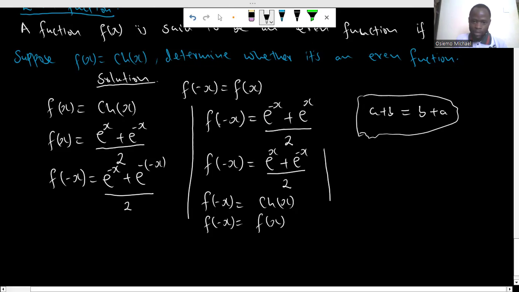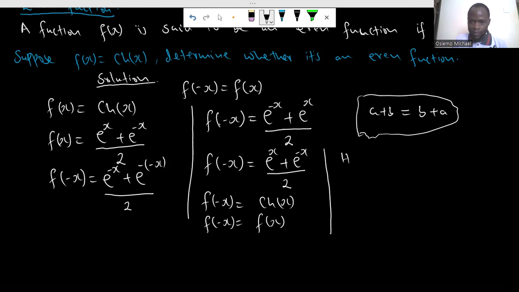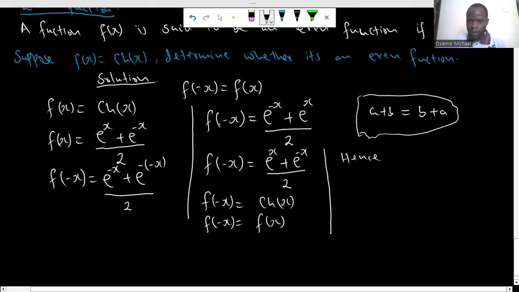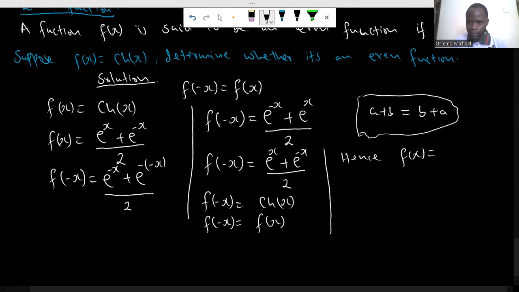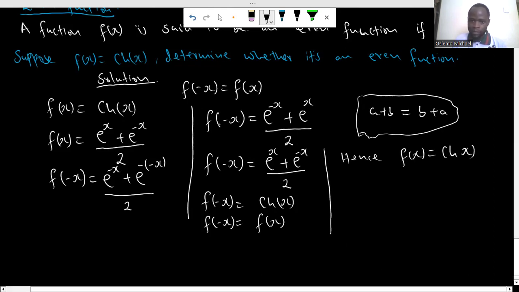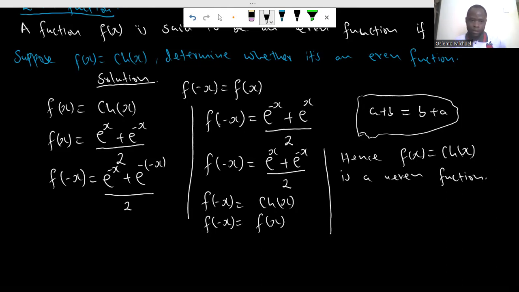So we conclude and say that, hence, f of x is equal to ch of x is an even function.